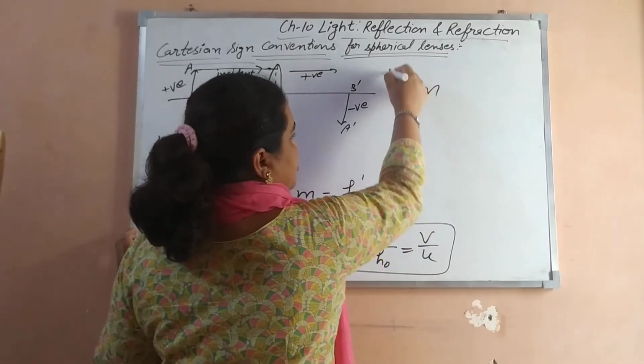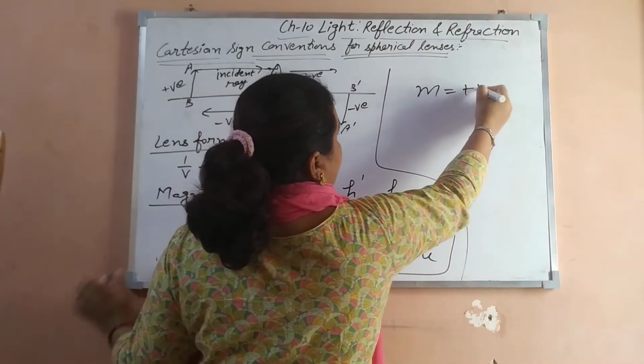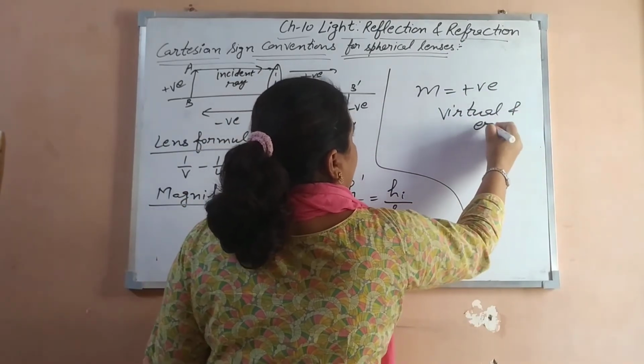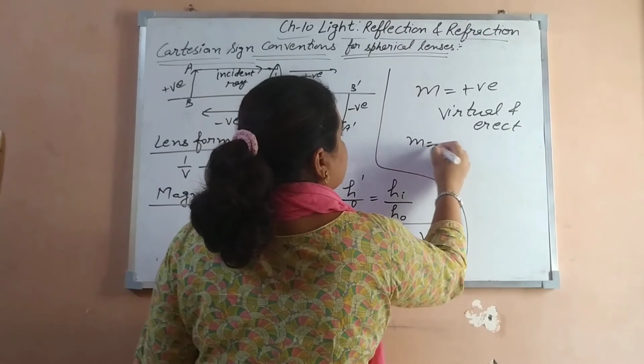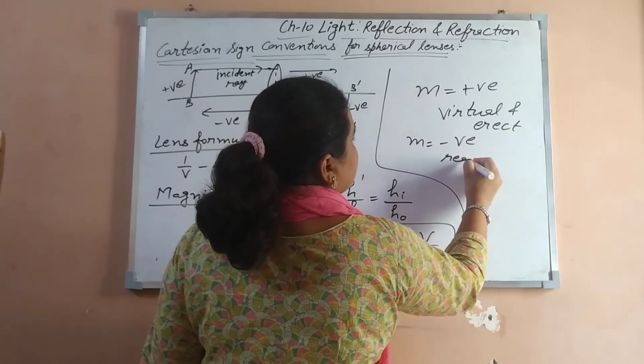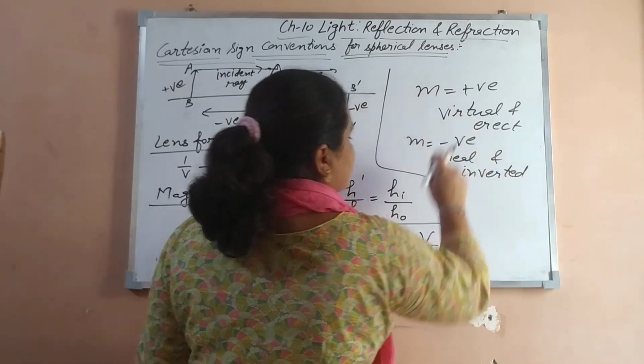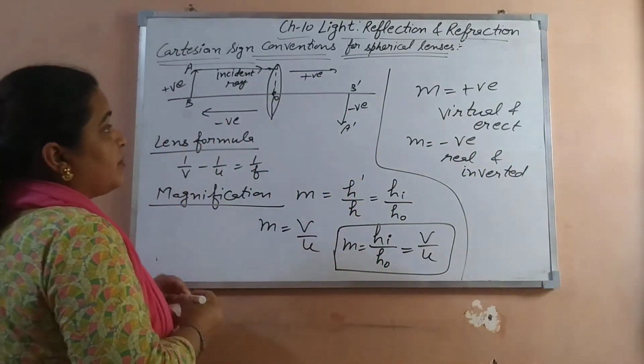If magnification comes positive, the image is virtual and erect. And if the m value comes negative after solving, then the image is real and inverted. So magnification tells us about the nature of the image also.